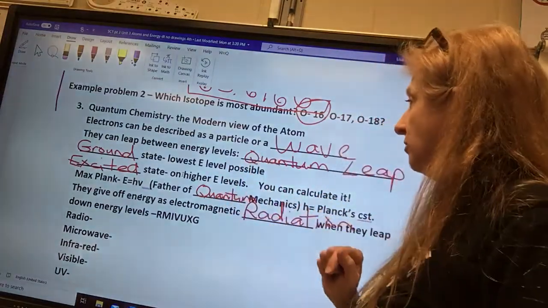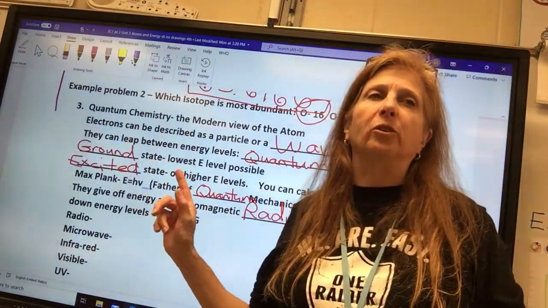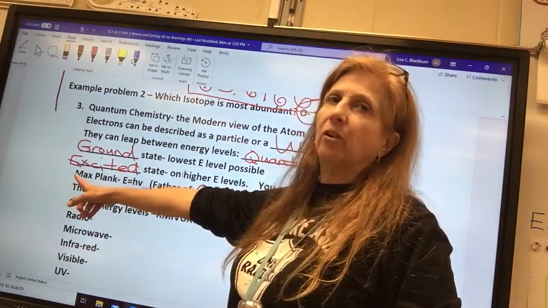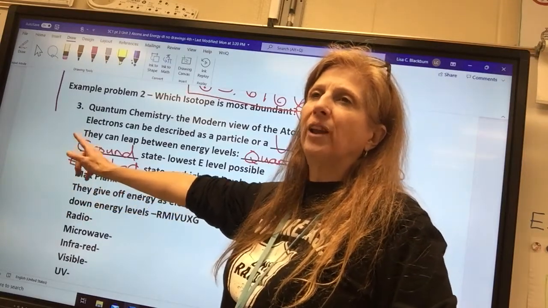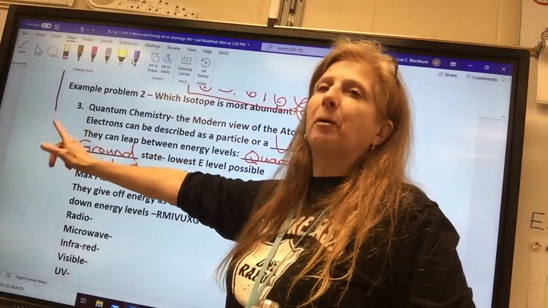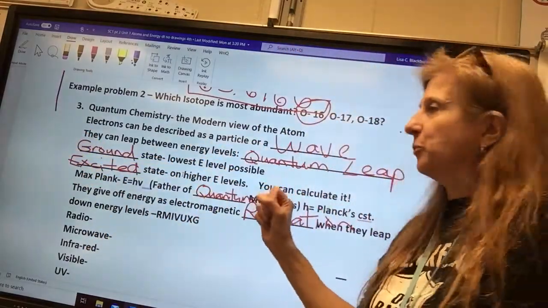It's a happy electron. Okay, and you can calculate. Now, this was left off of your notes, so make sure you write it down because it's on the test. The guy who started figuring all this out was Max Planck. His mom gave him a bold name, didn't she? Max Planck. If my last name was Planck, I probably wouldn't name my kid Max, but she went for it. Max Planck. It's just a little too rhyming.